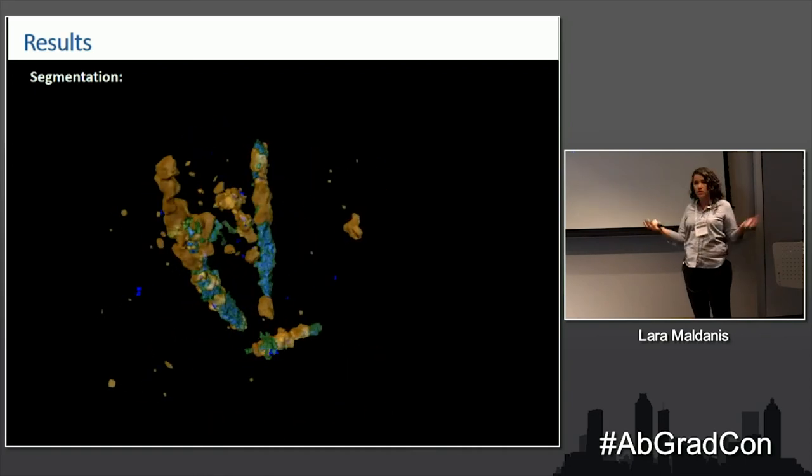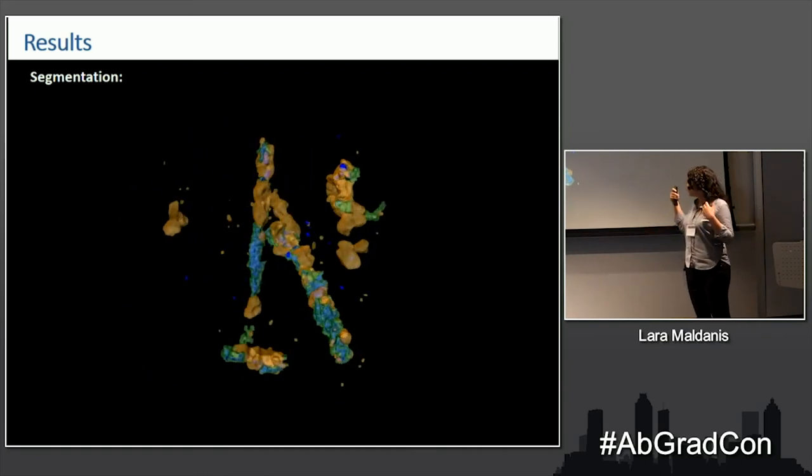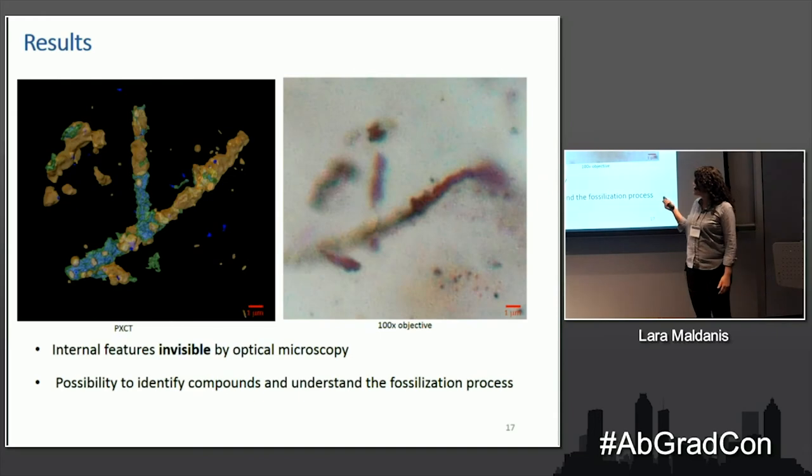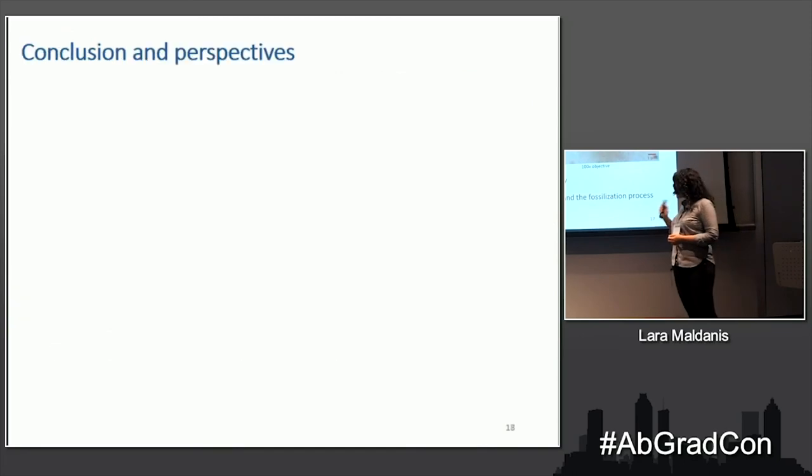And now we can have a 3D imaging, knowing not only the morphological, but also the chemical information of these fossils. So we had before this image using a visible light microscope, and now we have this image, much more information, it's the same structures. And now we can see some features that we couldn't see before. And we can identify the compounds, which can also help us to understand the fossilization processes.